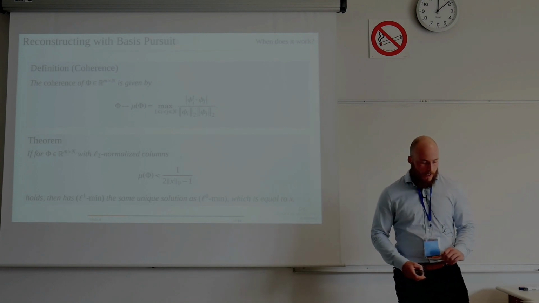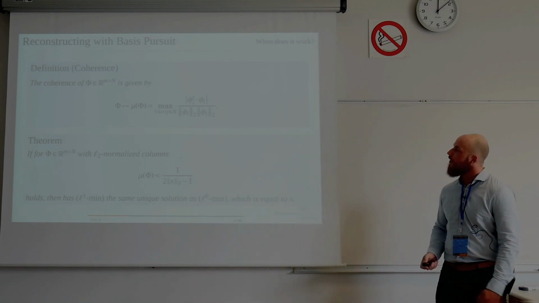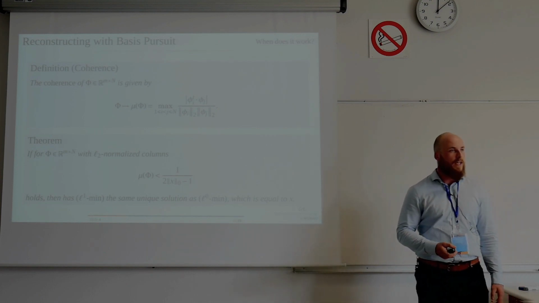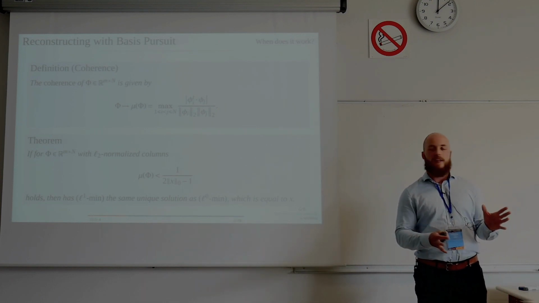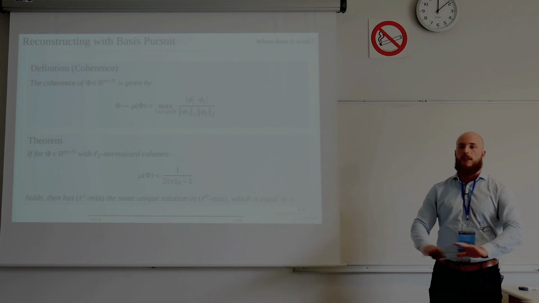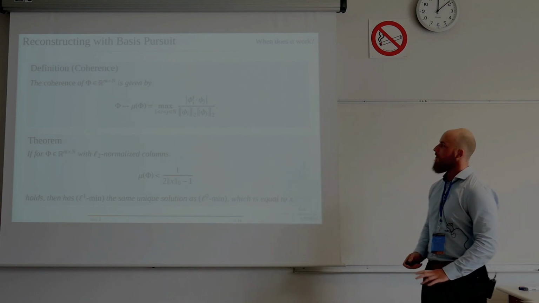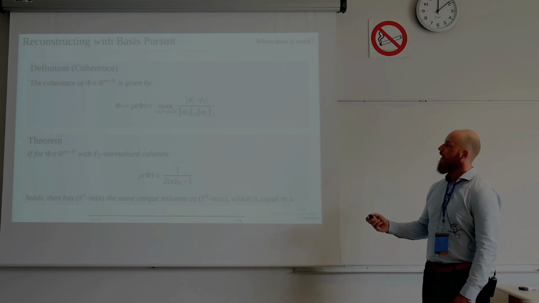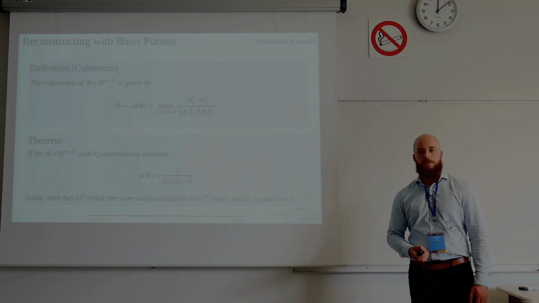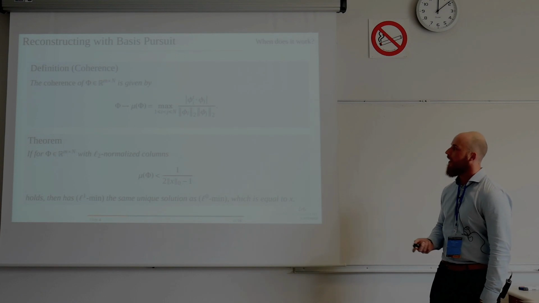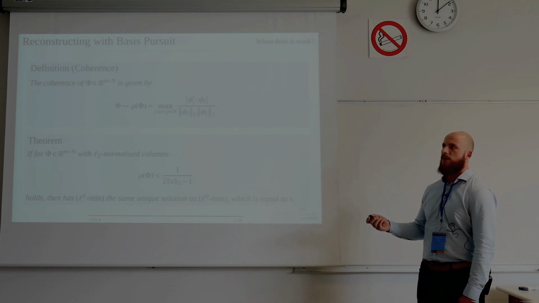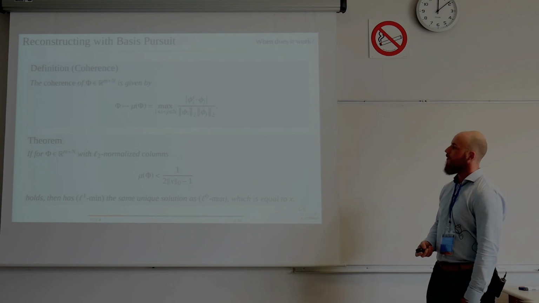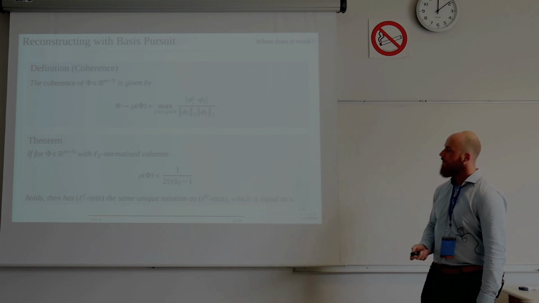For this, we need a notion called coherence. What we are looking at is the columns of this matrix phi. We are looking at absolute values of these inner products, and we normalize them by the norms of these columns. We are basically looking at the two columns which maximize this quantity here. It's very easy to calculate: just calculate phi transpose times phi, and look at the off-diagonal elements, which is the largest one in absolute value.